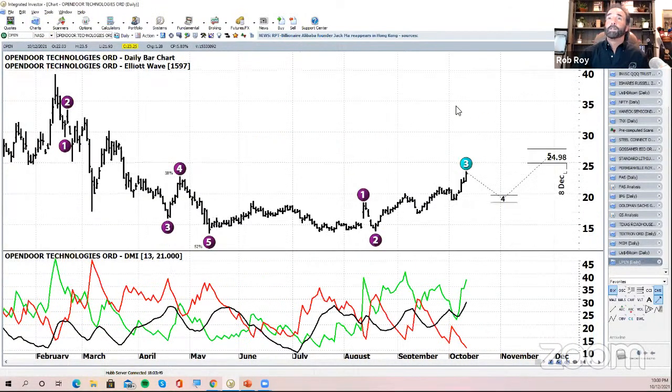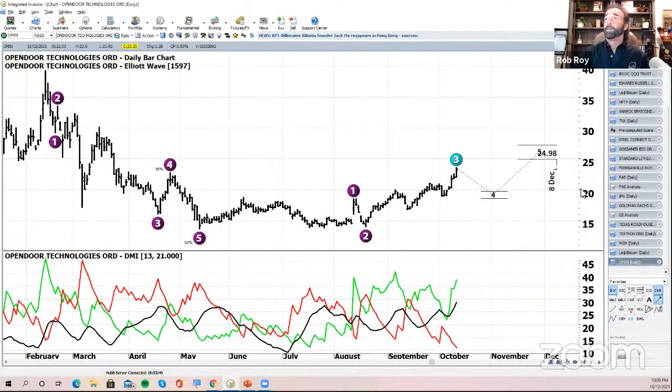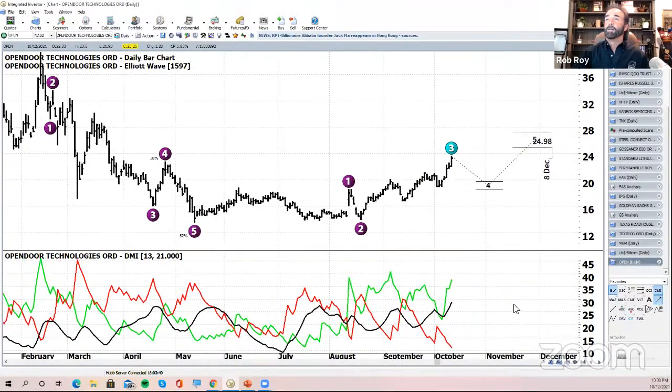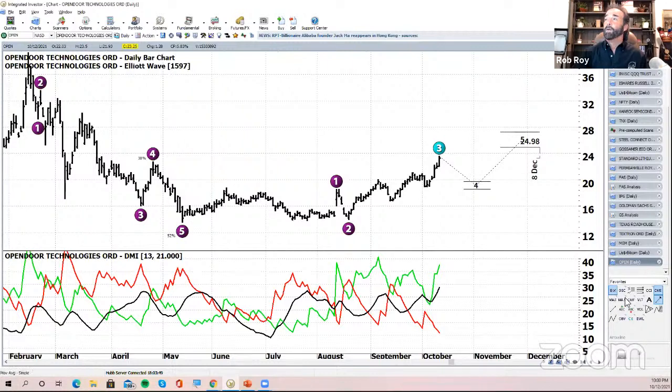Open Door Technologies. This is booking restaurants. If you're not familiar with it. So this is, oh, look at that DMI. Wow. That looks really good.